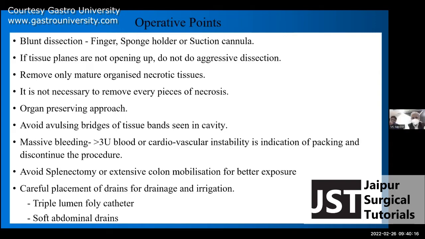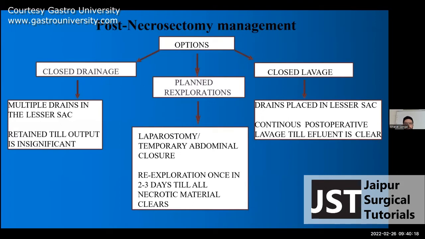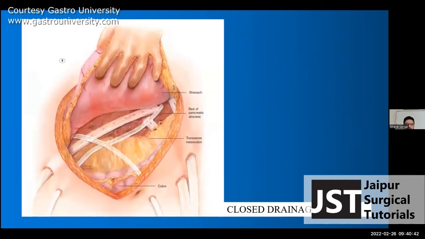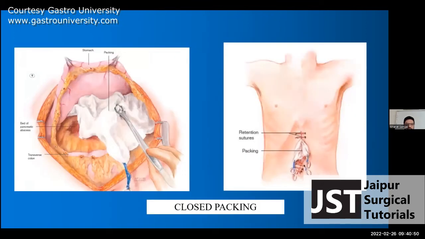Yes, sir. Carry on, Bharat. So after open necrosectomy, there are various options as to how to treat the patient. One is closed drainage, the other closed lavage, and also a planned re-exploration, in which usually a laparostomy is done with temporary abdominal closure, either with zippers, and re-exploration once every 2 to 3 days is done till all necrotic material is cleared. This picture shows multiple drains put into the lesser cavity after necrosectomy. And this is a diagram showing a closed packing system.